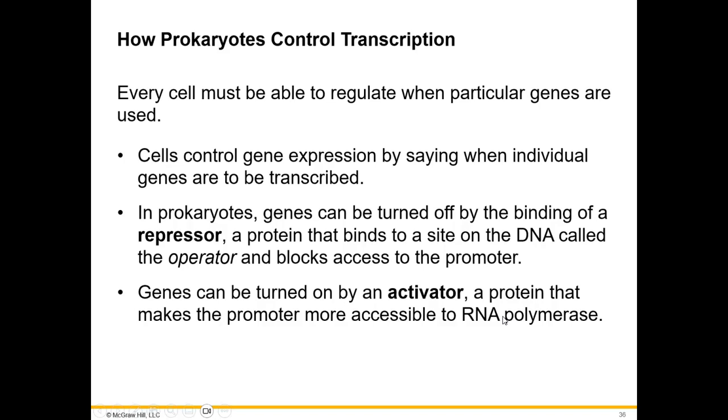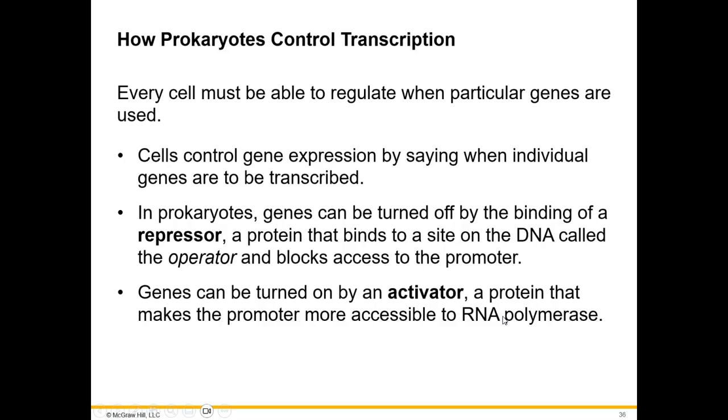In prokaryotes, genes can be turned off whenever a repressor binds to a site called the operator on the DNA. And that is going to block access to the promoter. We know that the promoter is the spot we have to show up to start RNA polymerase bringing those RNA nucleotides. But if a repressor protein binds to the operator, that's going to block the promoter completely. So now we can't start adding any RNA nucleotides to make our copy.